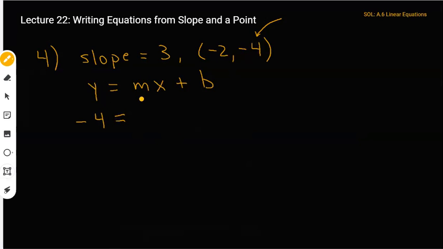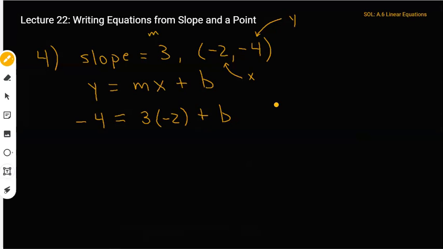Now I need to figure out what m is. M is going to be the slope, which is 3. So I'm going to replace this m with a 3. I need to figure out what x is. That's going to be my x value, this -2 right here. So I'm going to put down x as -2. And then I have to bring down plus b because I don't know what b is yet.